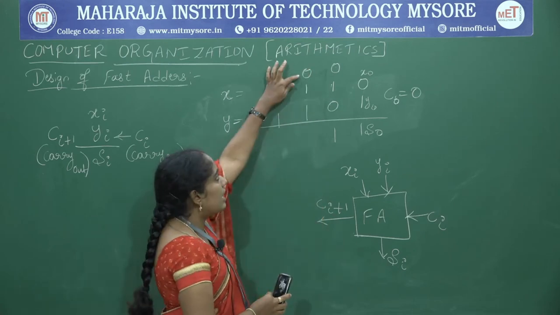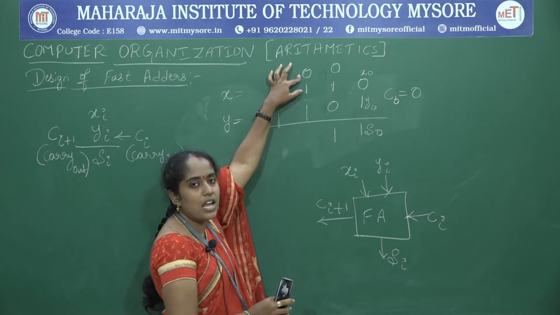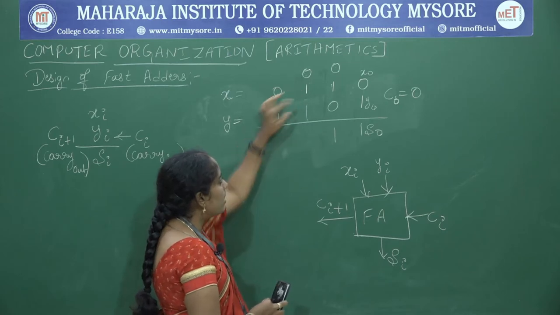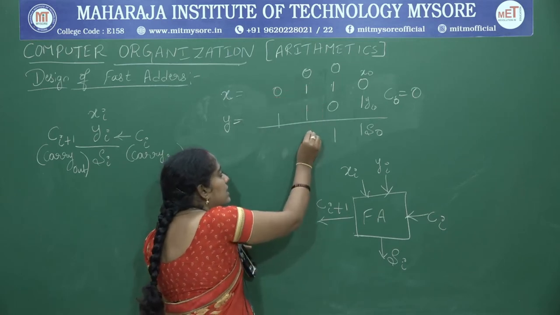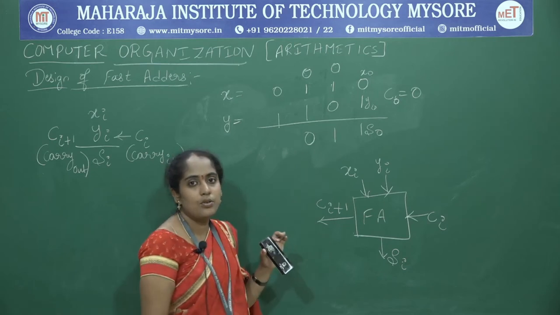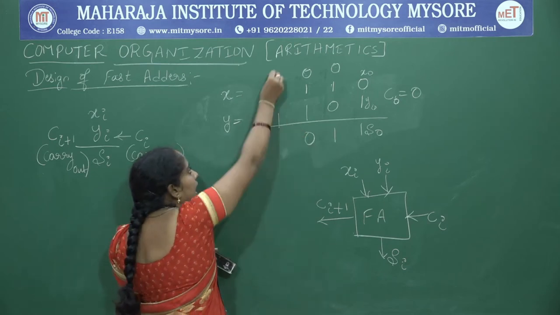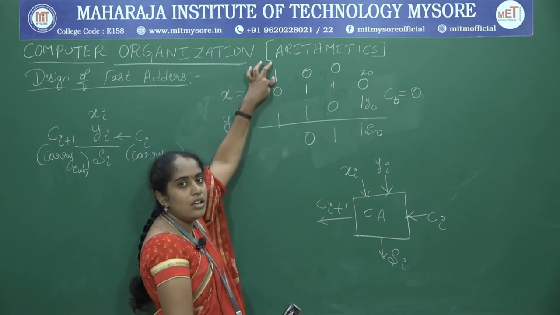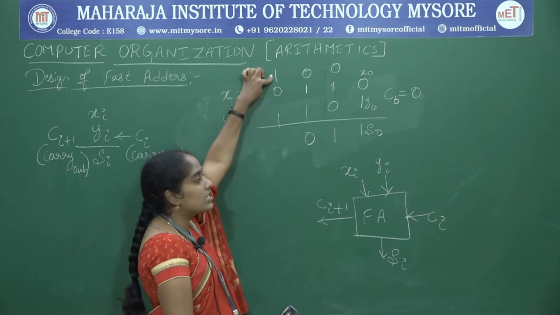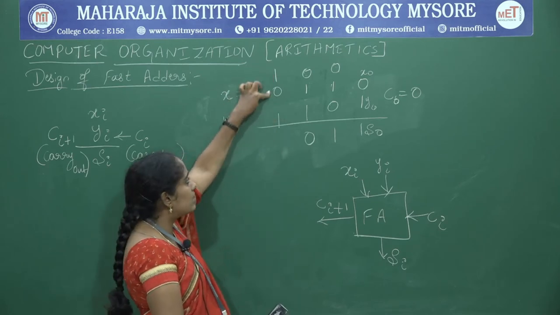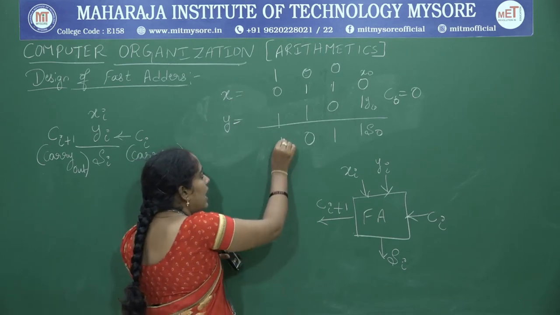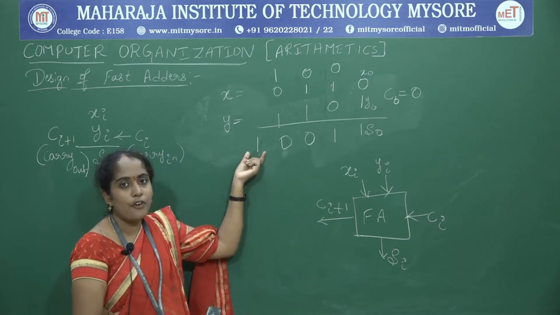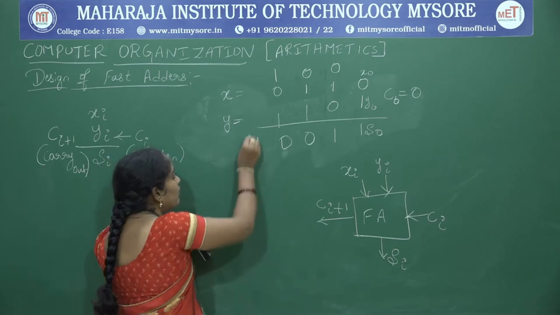Now this carry out value, the C2 value, becomes the C in value. Now 0, 1, 1. If it is 1, 1, the answer is 0. That means the S2 value is 0, and the carry is 1. Now the C out value is 1. In the next column, this becomes the C in value, and 1, 0, 1. The answer is 0 and carry 1. Now this is C4.